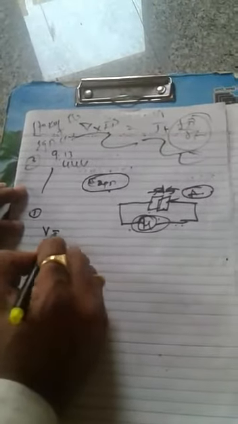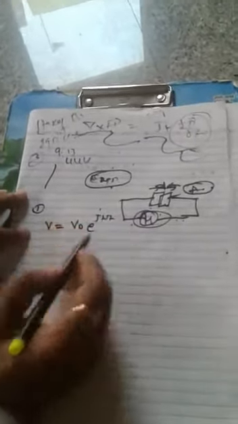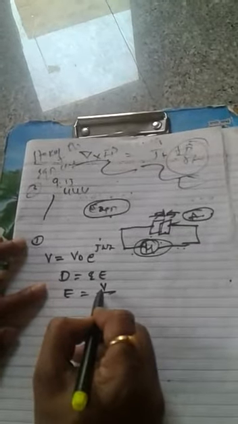This is now the condition for the conduction current. We will take the potential to be V equal to V naught e to the power of j omega t. Now we have the fundamental relation D is equal to epsilon into E, equation number 1. We also know that the electric field can be written as voltage divided by distance, E is equal to V by D.